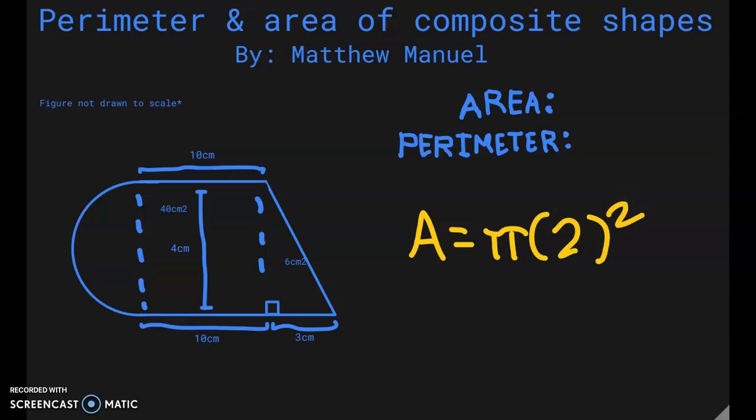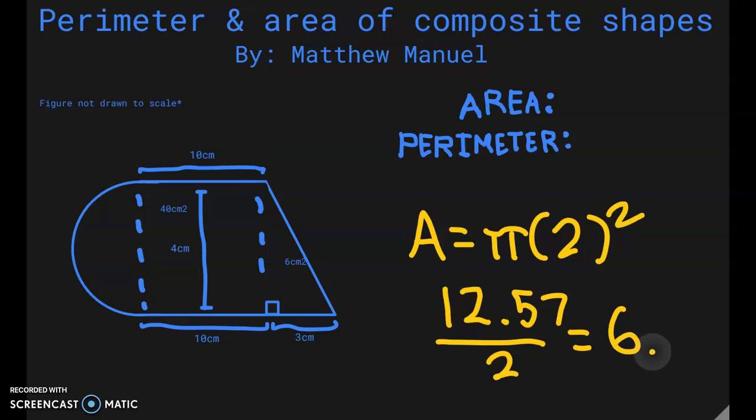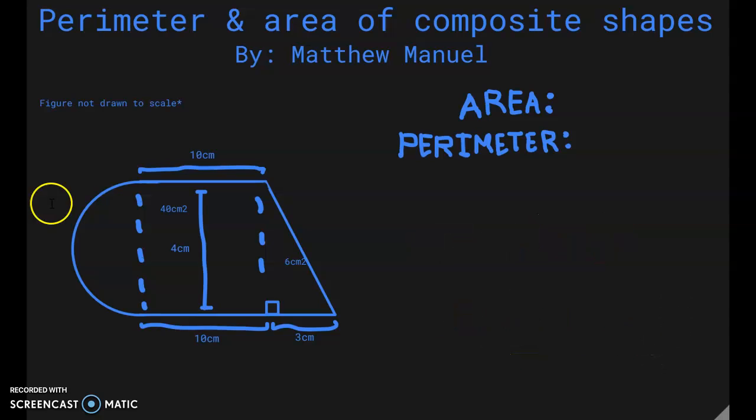we get 12.57. But because we're dealing with a semicircle, we divide it by 2 and get 6.285, but we're going to round to the nearest tenth: 6.3 square centimeters. Now that we have all our values, we can find the combined total. Our total area is 52.3 square centimeters.